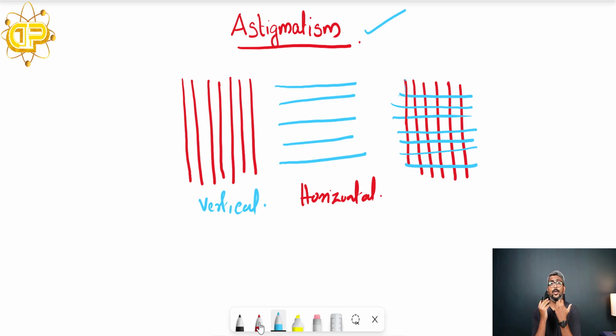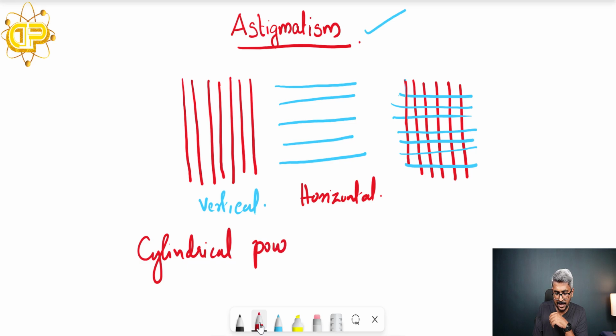And how will you rectify this condition? You rectify this condition by using cylindrical power. A cylindrical lens is used there. A powered lens is used to correct this condition of astigmatism. So this is about astigmatism.